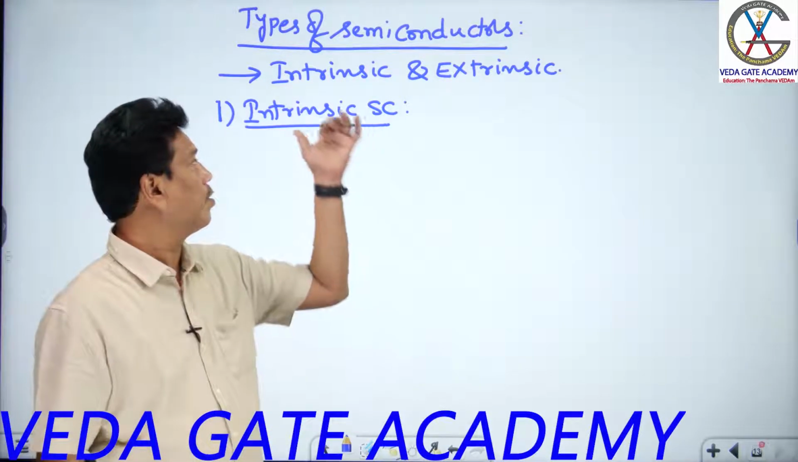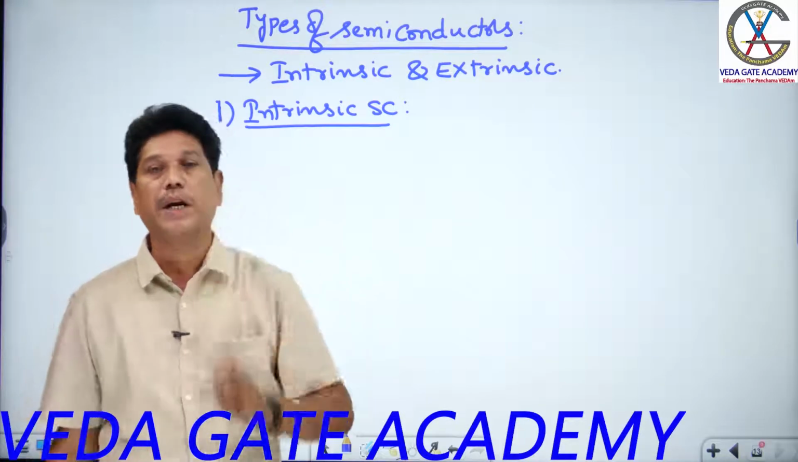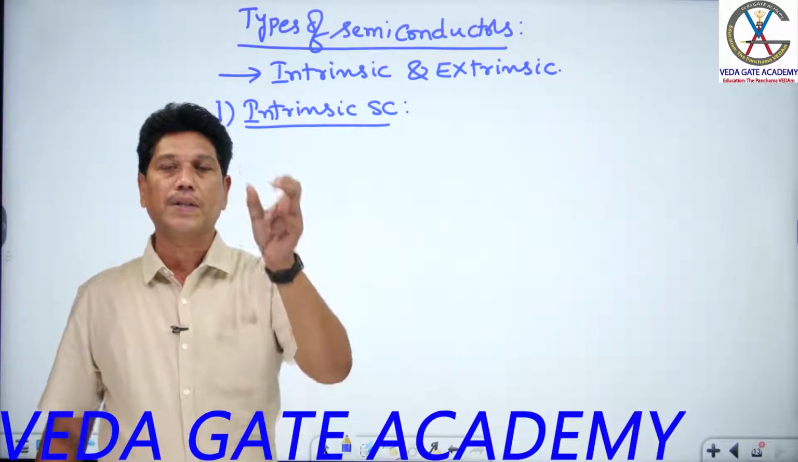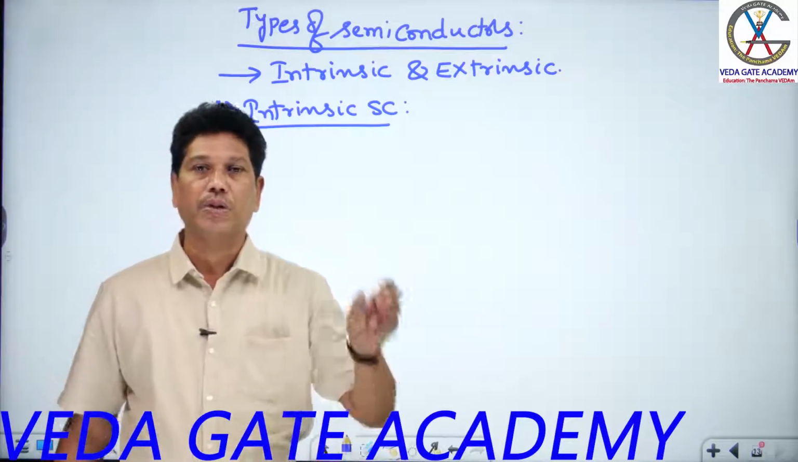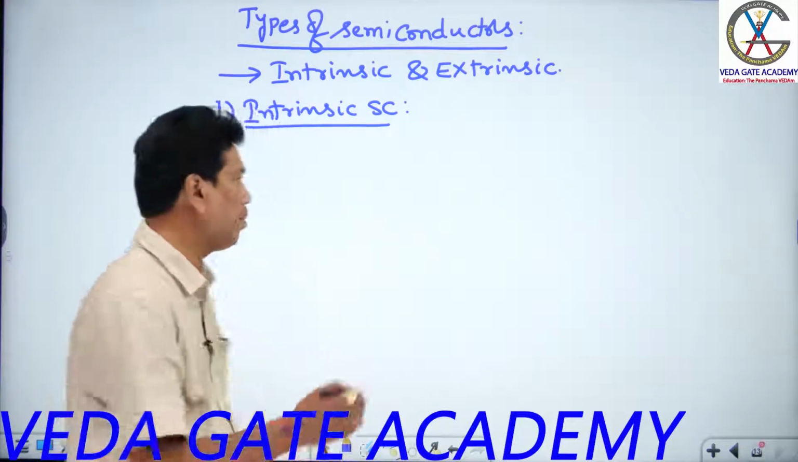Confirm, sir? So first I will examine the intrinsic semiconductor, students. An intrinsic semiconductor is a pure semiconductor without any added impurity. Best examples are germanium and silicon.